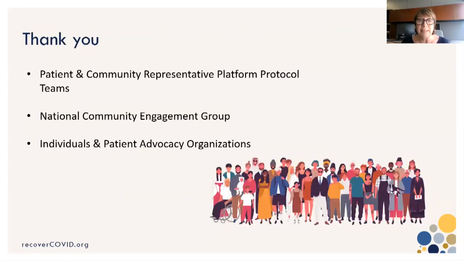So we want to thank the patient and community representatives who are on the protocol teams and small groups, who are attending meetings, reading incredibly dense documents, and giving feedback while experiencing a complex and at times debilitating chronic illness. The Recover National Community Engagement Group and subcommittees for their leadership and insights. And to patient advocacy organizations and people living with long COVID, we know this work to understand PASC started long before we came to the table. And we are thankful for your work and how it informs clinical trials. Next slide, please.